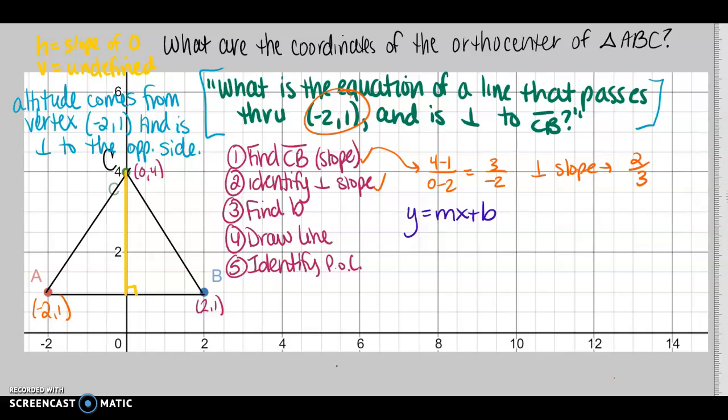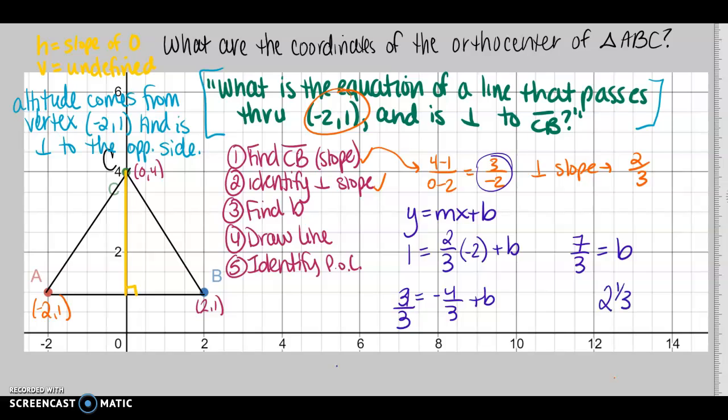So y is going to be what we're given in the problem, which is 1. m we found to be 2/3, because it has to be perpendicular to 3 over negative 2. x is negative 2, and then we don't know b. 1 equals negative 4/3 plus b. This is really 3/3. So 7/3 equals b. So our point of concurrency is actually going to be 0, 7/3, which is 2 1/3. I'm going to take a look. This is 3 right here, so we'll do something like this.